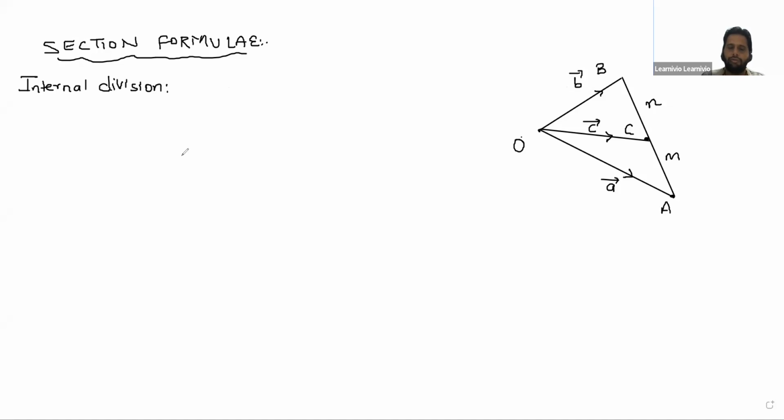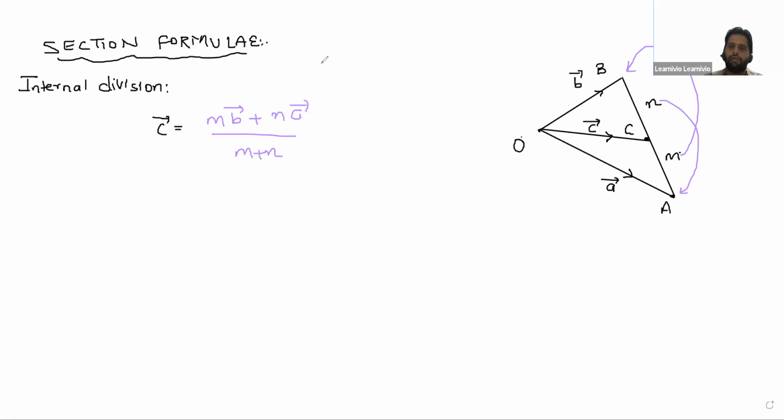So here C will be equal to m into B plus n into A, divided by m plus n. If we need to find the position vector of point C, then C is equal to (mB plus nA) by m plus n.